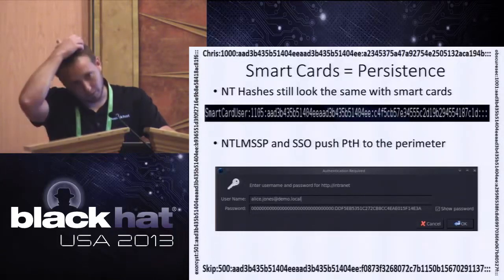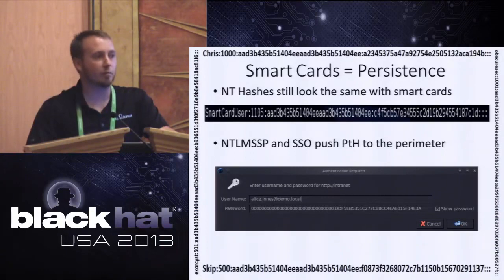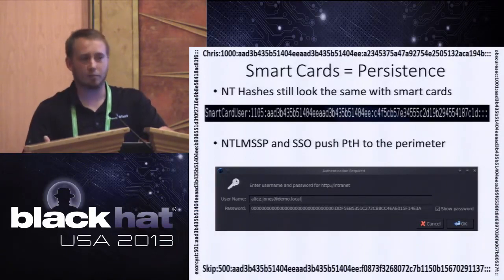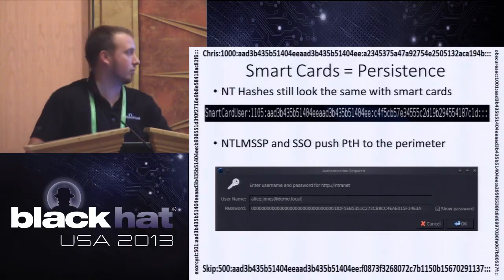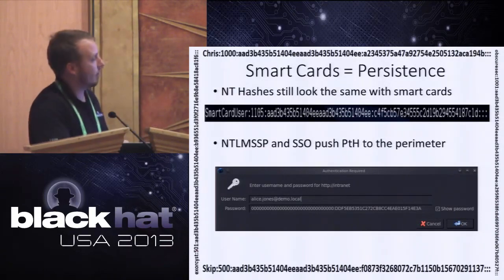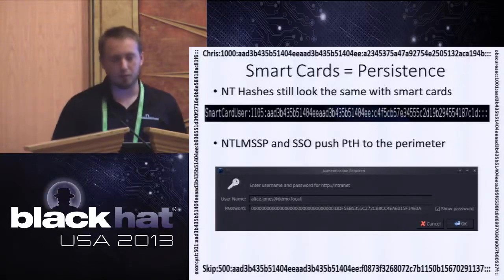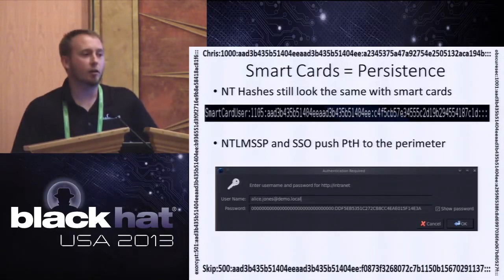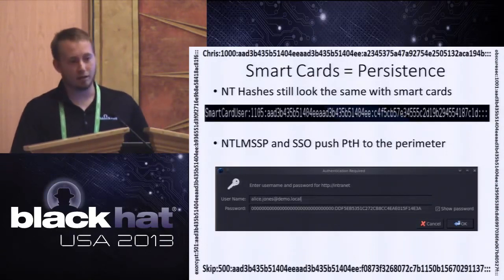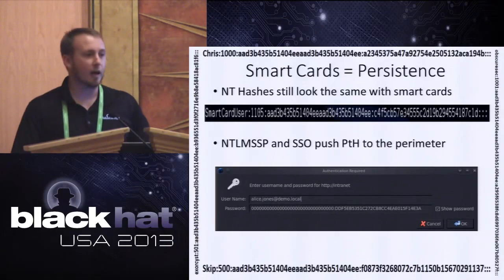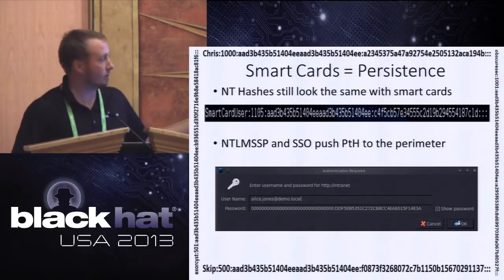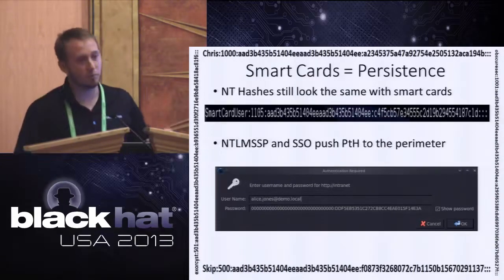Smart cards actually give an attacker an opportunity to persist in a unique way that wasn't present before. With Pass the Hash Firefox, which is what you're looking at on the bottom here, and the fact that NTLM SSP has been pushed out of the perimeter, which is a lot of what we talked about last year, you can now hit an enterprise, dump all the domain hashes, and then come back in hitting SharePoint or OWA using those hashes, even if they have smart card deployed.